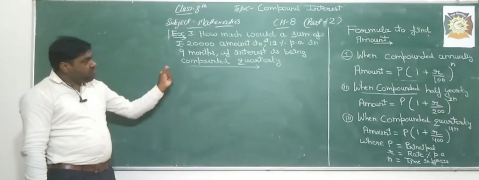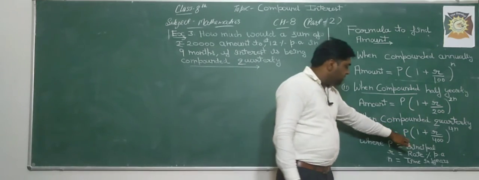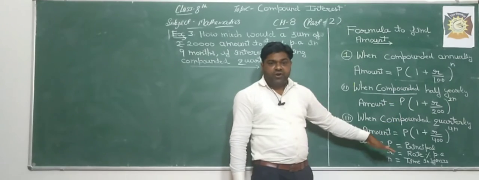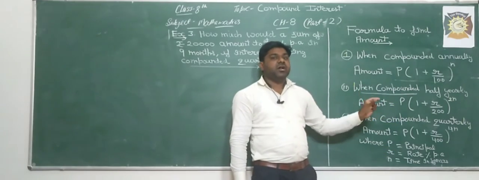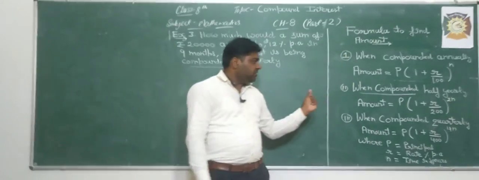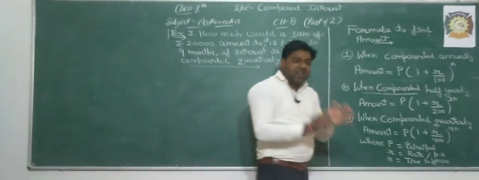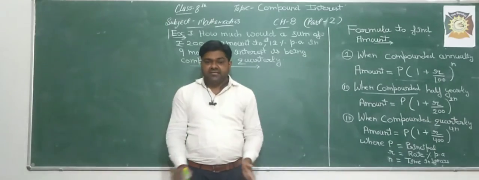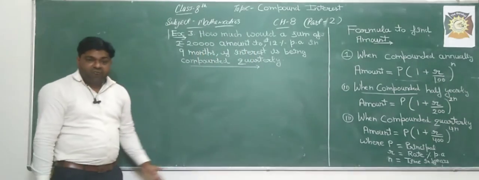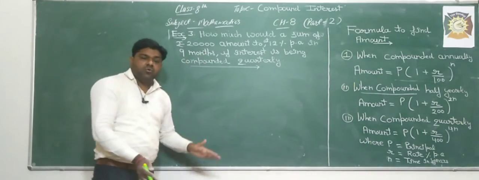Compounded quarterly, that means we have to use this formula. This is principal into 1 plus rate upon 400. Why are we using 400? Because we have to divide the rate by 4, because there are 4 quarters in 1 year, and multiply the time by 4 when it is in years. But here time is given in the form of months. So first of all we have to convert this time into years.